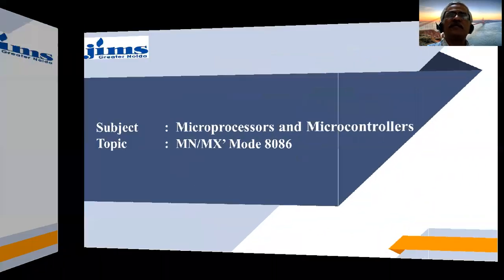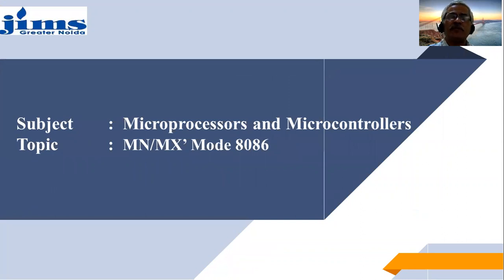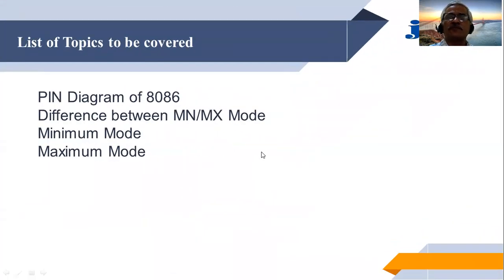So, while discussing the topic on minimum and maximum mode of 8086 operations, we will be going through different topics. We will be starting our discussion with the things that are responsible for the minimum and the maximum mode of operation. We will see what are the differences between the minimum and maximum mode. What are the situations you require it to operate in the minimum mode, and when do you want the 8086 to operate in a maximum mode.